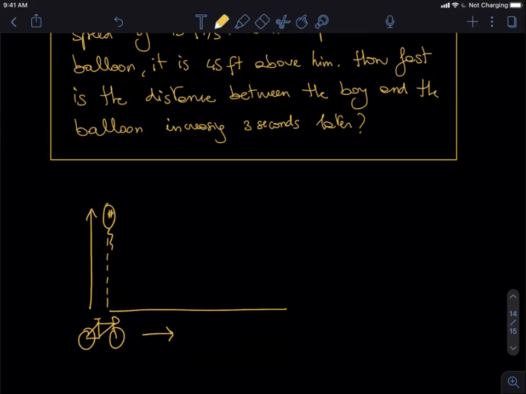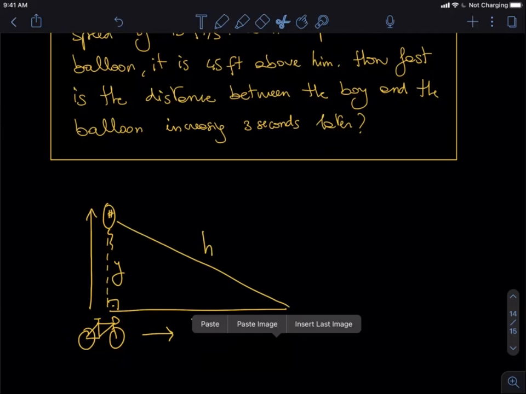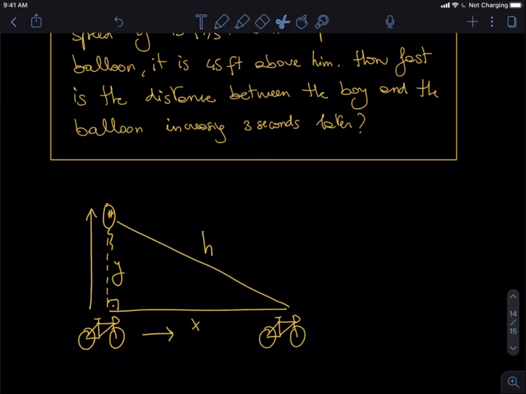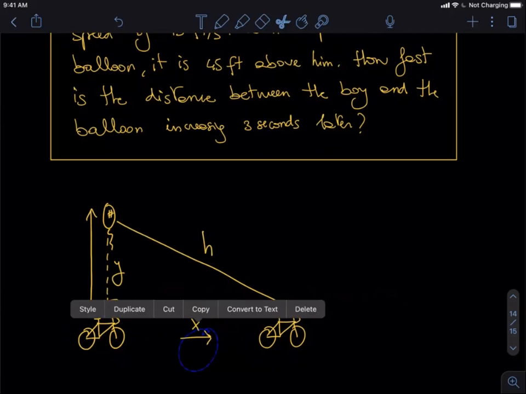Then let's call y the vertical to the balloon, and then let's call x the movement from that vertical. And then let's consider here the distance from wherever the boy reaches. Let's place him here. Let's call it h. Here we have our variables.